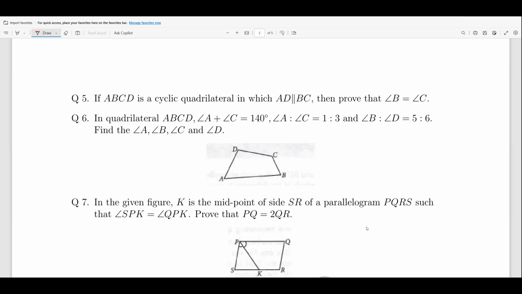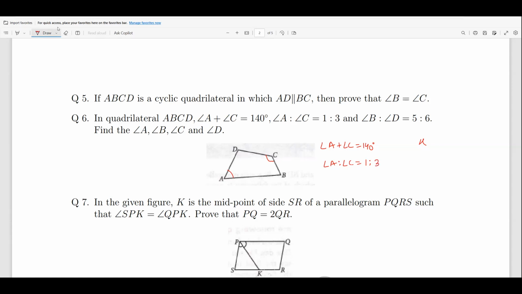In the quadrilateral, if angle A plus C is 140 degrees, and angle A to angle C is 1 is to 3. So the ratio is given, and angle A plus C. So let angle A be equal to x degrees. So angle C will be 3x.